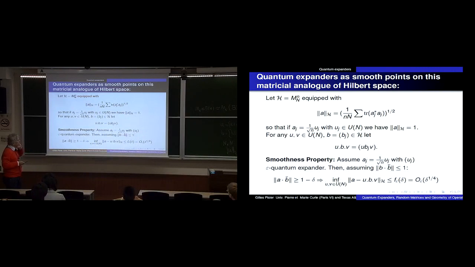And it turns out that the quantum expanders, so here the point A is a quantum expander. These are unitaries, normalized by dividing by the square root of n. That gives the normalization in this scalar product, so this will be of norm 1 for calculations of this kind. So A is a point in this new unit sphere, or maybe I'm moving too far in this direction.